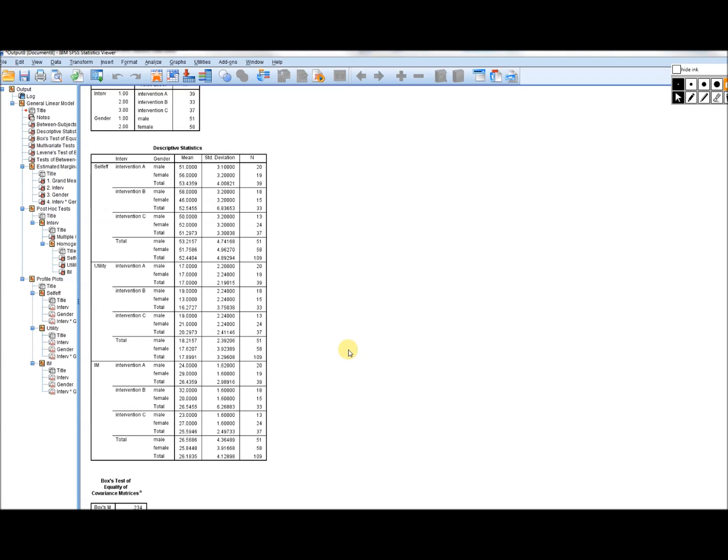And so you can see right here we have our descriptive statistics. For each dependent variable, there's self-efficacy, there's perceived utility, and there's intrinsic motivation. And what you have right here are cell means and cell standard deviations for scores on each of the dependent variables for each combination of intervention and gender.